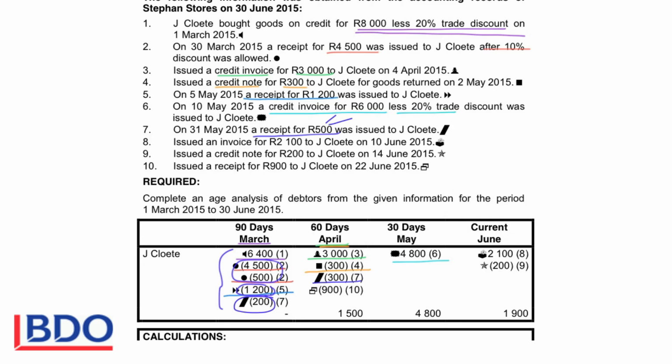Invoice was issued for 2,100 in June. So we have to show in June that there's sales of 2,100 and that is the amount outstanding for June. Then we issue a credit note again. A credit note is deducted from the current sales, so I will deduct it from June. And if we look at the last entry, there's a receipt of 900 Rand.